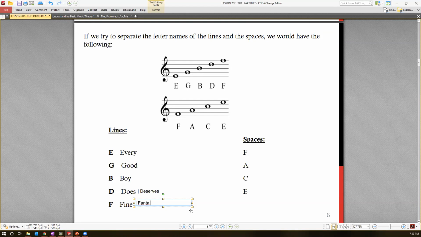Okay, or you can say this is a fudge. So people have used either of these to help them remember what these lines and spaces are, because they always come in handy when you're trying to read music.